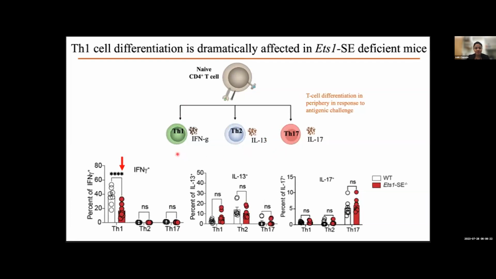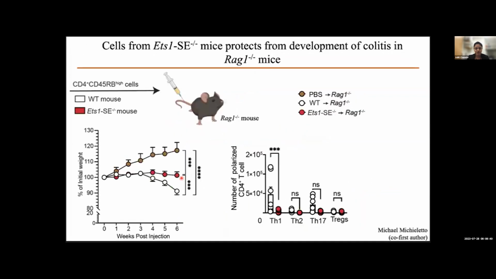However, there was a marked change in terms of Th1 differentiation. As we can see, the percentage of cells producing IFN gamma is significantly low in the knockout mice, indicating that there might be a Th1 defect in these mice. Next, since we observed this phenomenon in vitro, we wanted to see how this affects the mice in vivo.